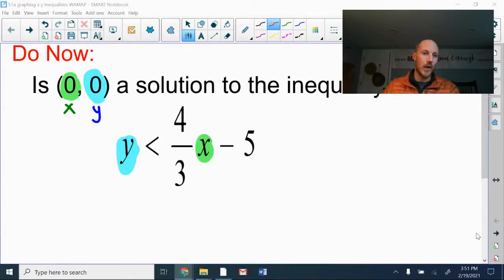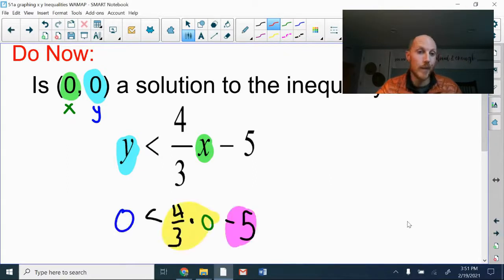Hey, algebra, here's our do now for today. We'll check out if 0, 0 is a solution to the following inequality: y is less than 4/3 x minus 5. Hit pause while you work on that, and go ahead and resume once you got an answer.